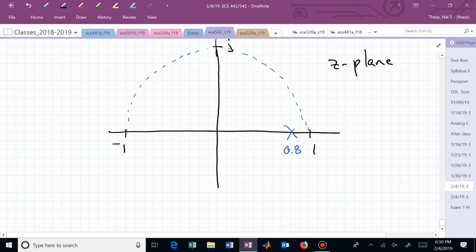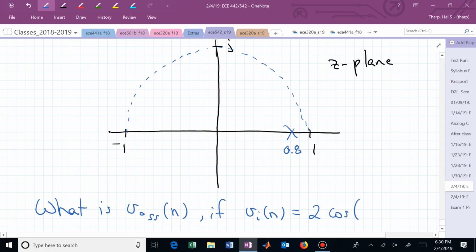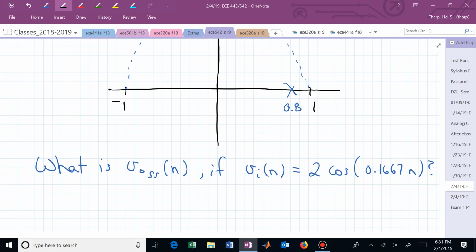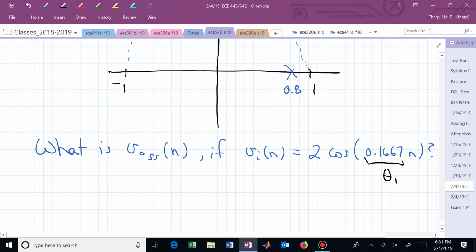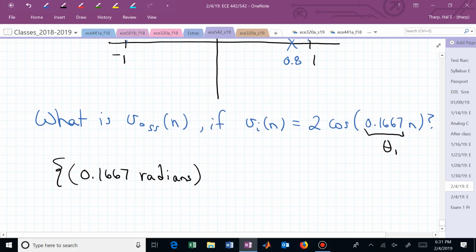And now what do I want to do? If I'm interested in the frequency response, I now want to know what is v sub 0 steady state of n, if my input, v sub i, is now 2 cosine of 0.1667 n. And that's my theta 1. I now have 0.1667 radians per sample, so I'm really just converting this so that I can get a visual for this.